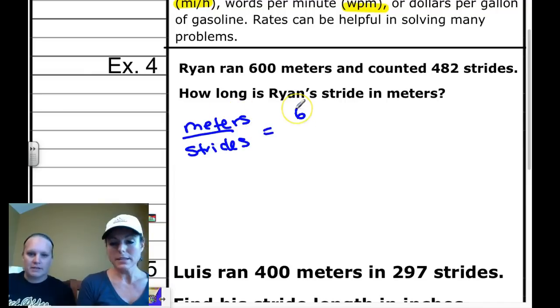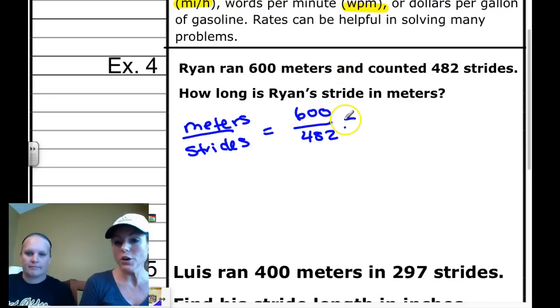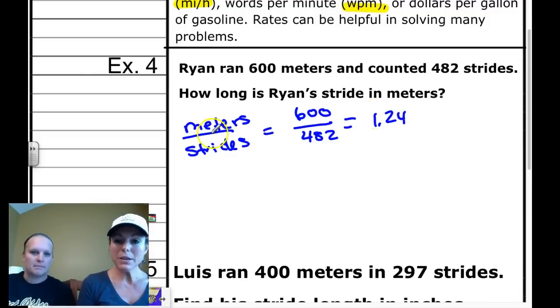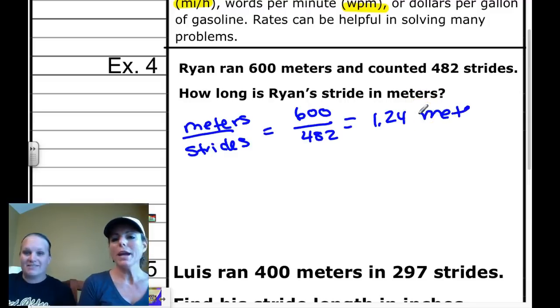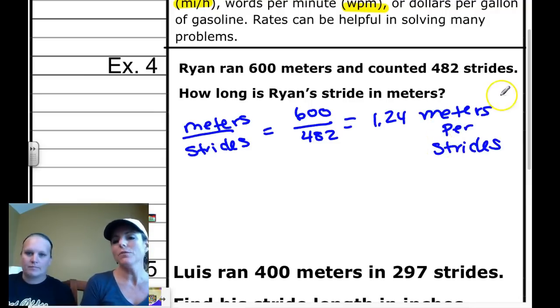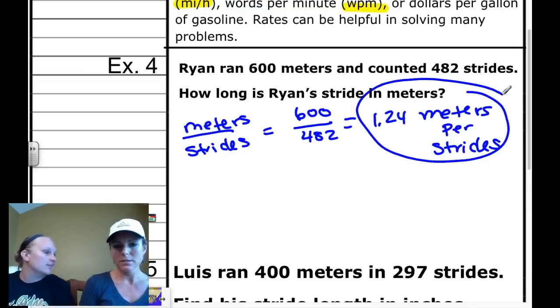How many meters? There were 600. And how many strides? 482. When we do the division, you'll need your calculator. That is 1.24 meters per stride. So in a rate, the division sign means per. And that's what a rate is. A rate involves two different units, so it's comparing two units.